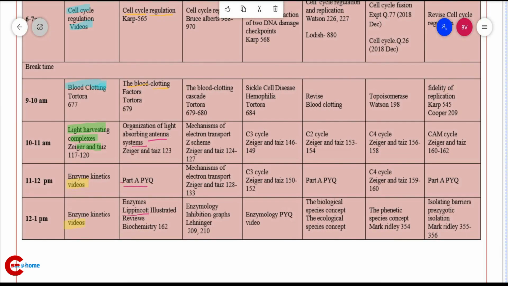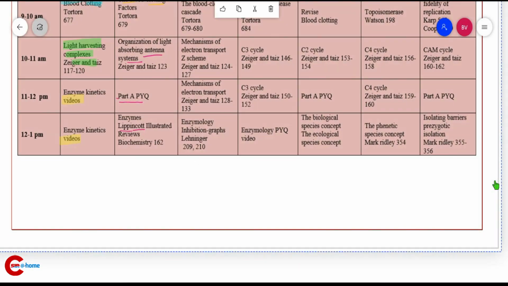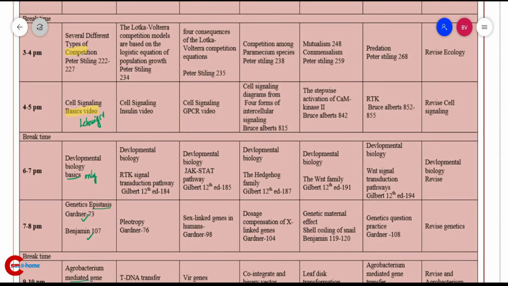Or you can refer Stryer. Just read the subheadings and headings, and also just analyze it. Then 3 to 4 p.m., Lotka-Volterra competition models. Then 4 to 5 p.m., insulin, cell signaling insulin. You can watch the video and make notes, or you can refer Lehninger.